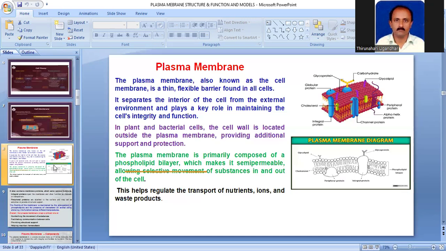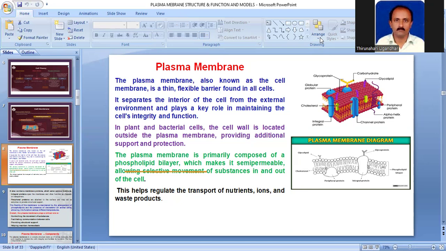This is also the plasma membrane, also known as the cell membrane. It is made by two types of substances, carbohydrates and lipids, and separates the interior of the cell from the external environment, playing a key role in maintaining the cell integrity and functions. In plant and bacteria cells, the cell wall is located outside the plasma membrane, providing additional support and protection. In animals and plants, the arrangement is also different.